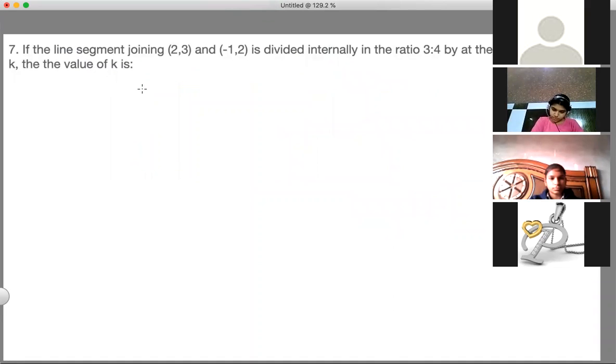If the line segment joining 2, 3 and minus 1, 2 is divided internally in ratio 3:4 by the line x plus 2y is equal to k, the value of k is.